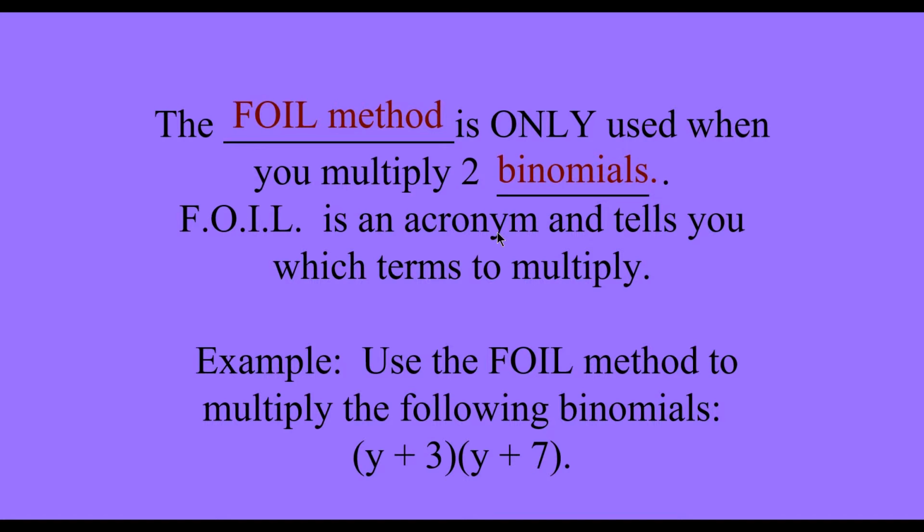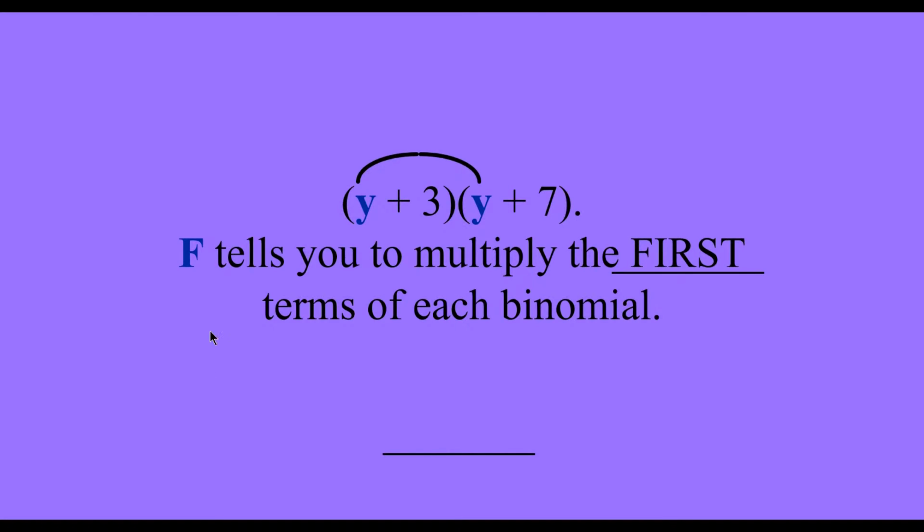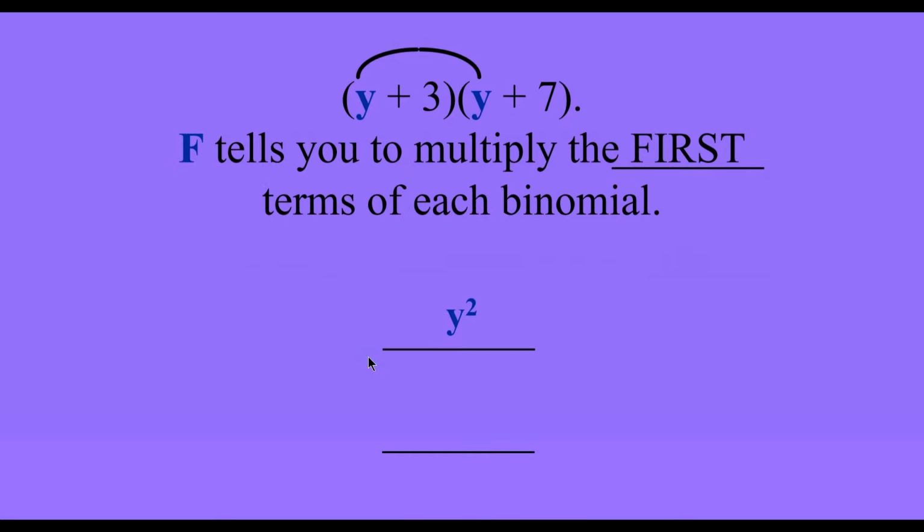FOIL is an acronym, and that tells you which terms to multiply. Now our example, we're going to use the FOIL method to multiply the following binomials, this binomial and that binomial. So F from FOIL tells you to multiply the first terms of each binomial. This is the first term of that binomial, this is the first term of that binomial. Y times y is y squared.